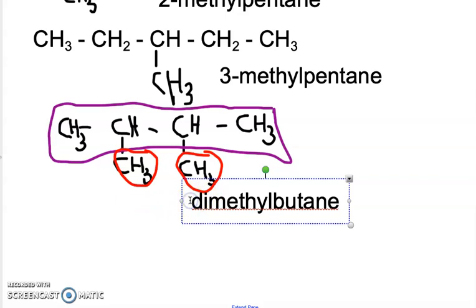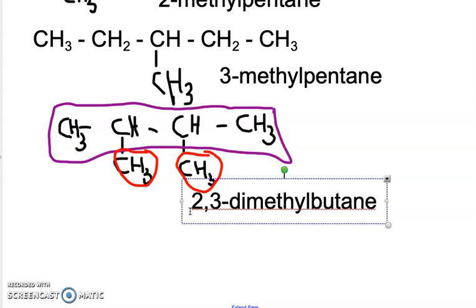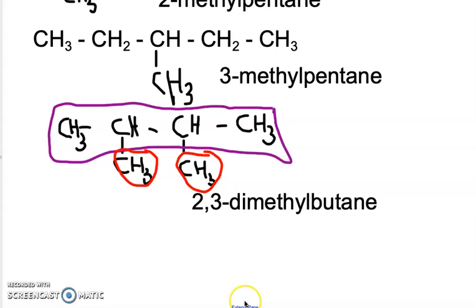We need some numbers to show where they are. It doesn't really matter where I start numbering from, right? 1, 2, 1, 2, right? They're both at 2, they're both the same. So this is going to be a 2, 3, right? Comma, because we separate numbers from numbers using commas. Then dash, because we separate numbers from letters using dashes. Dimethyl butane. All right, one more option.